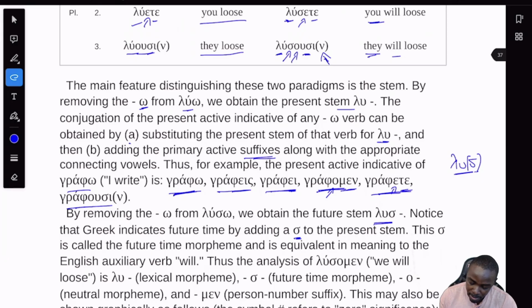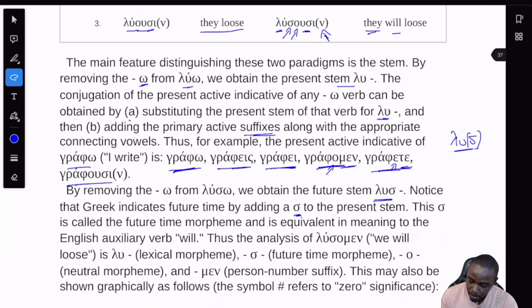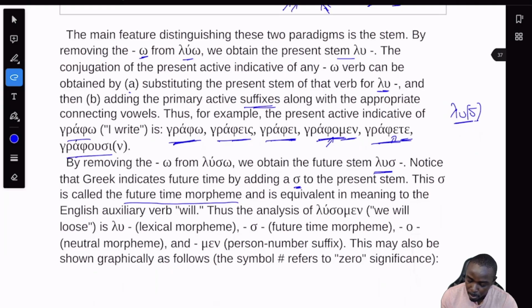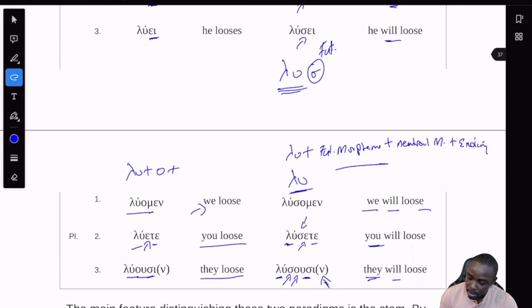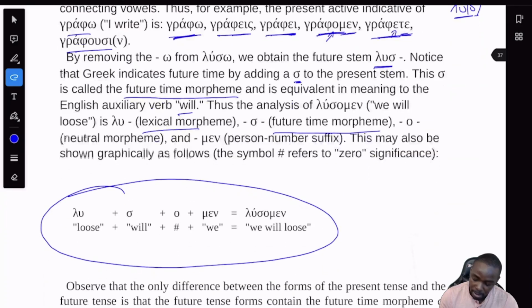To the present stem, this sigma is called the future time morpheme and is equivalent in meaning to the auxiliary verb will. Thus, the analysis of lusomen, we will loose, is lu, lexical morpheme, plus the future time morpheme, and I just went through all of that. This may also be shown graphically as follows, and then all that I went through right here is what he's practically doing there in a nicer form.